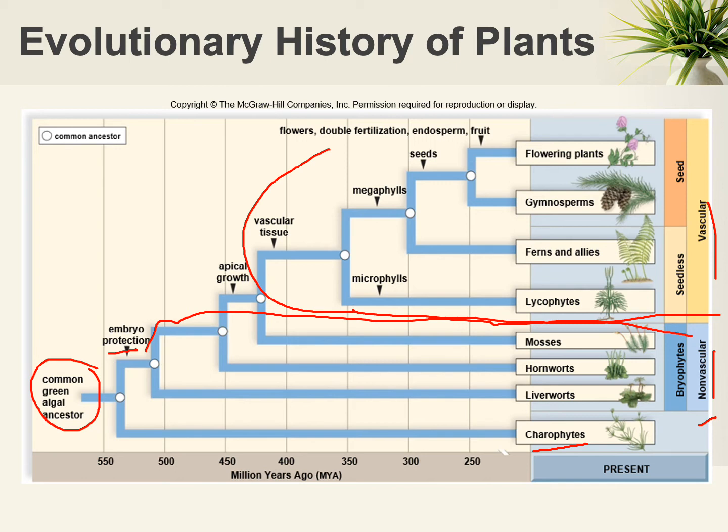Next, the trait that separates them is the megaphyll and the microphyll. These are all vascular plants, however the main difference is between the microphyll and the megaphyll. Microphylls have leaves that have a single unbranched vein, while megaphylls have leaves with multiple veins. If microphyll, we have the lycophytes. If megaphyll, we have the pteridophytes, gymnosperms, and the angiosperms.